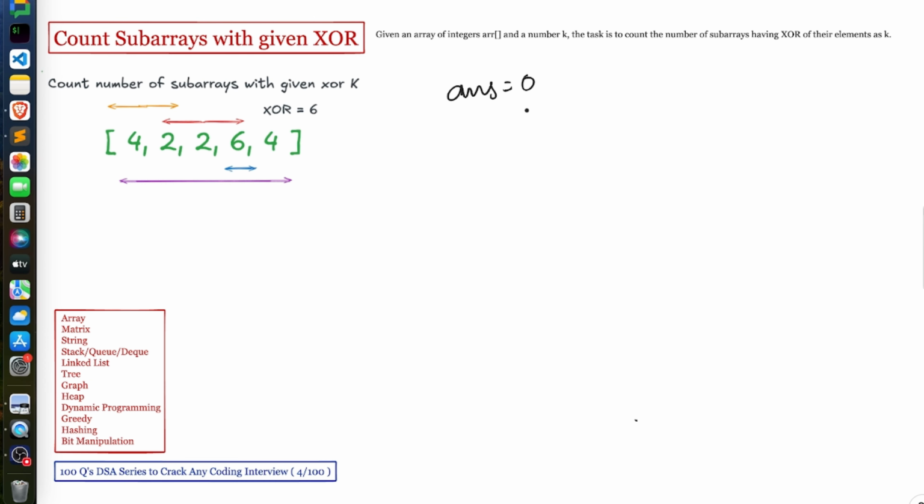In this order of n cube approach, if you observe, the job of the third loop was to calculate the XOR value of all the numbers from index i to j, right? Let's see how we can smartly do it. So our objective is to find the XOR value from index i to j.